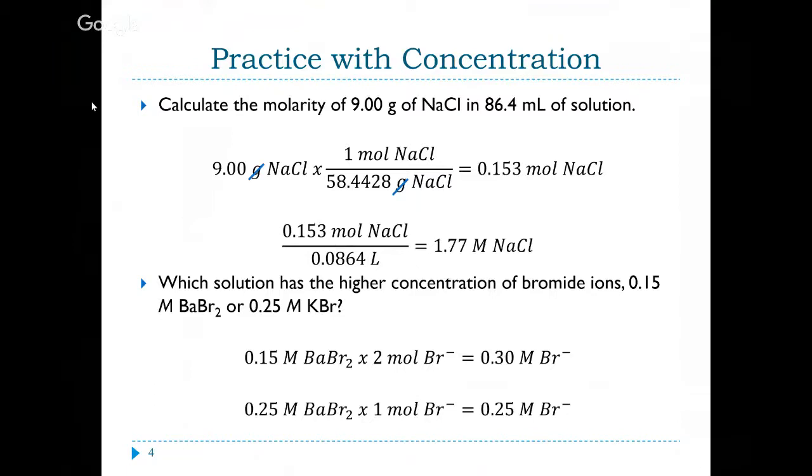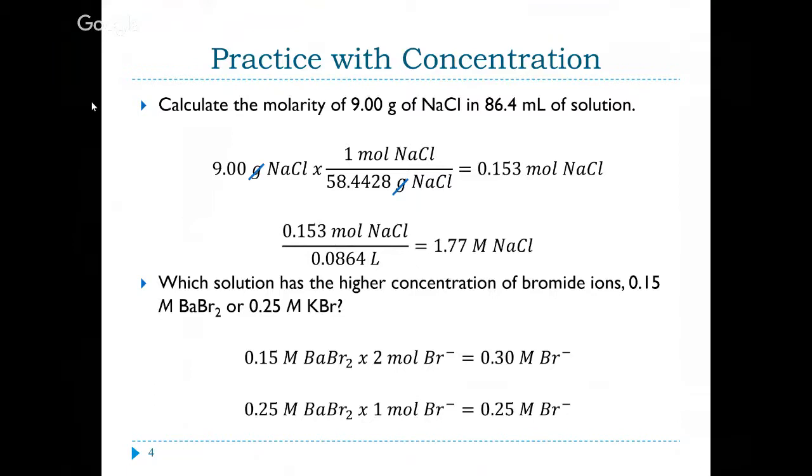Once again, because we have milliliters, we convert that to liters. Divide our moles by liters to get molarity. 0.153 moles of sodium chloride divided by 0.0864 liters gives us a 1.77 molar solution of sodium chloride.